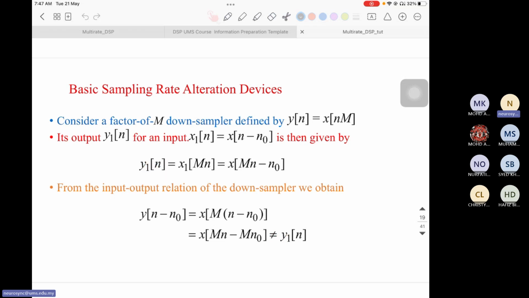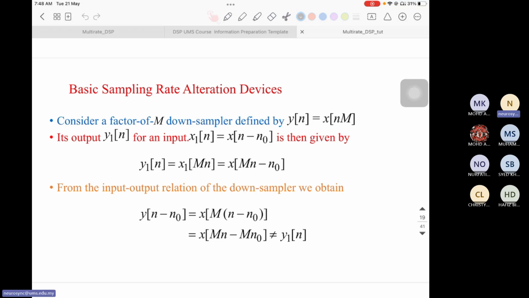What is y1 of n? Y1 of n is simply x1 of Mn, which is x of Mn minus n naught. So that is the case when the delayed output of the system is equal to the output due to delayed input. In this case, this is not the case. It means the delayed output of the system is not equal to the output due to delayed input.